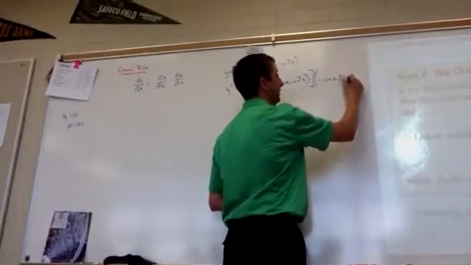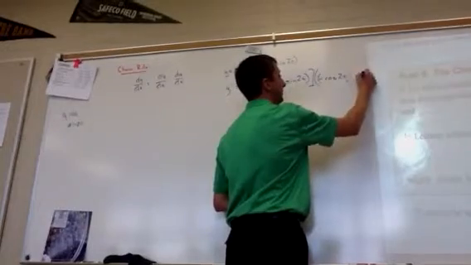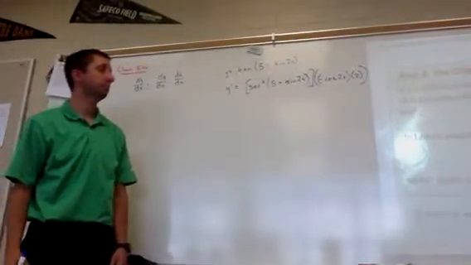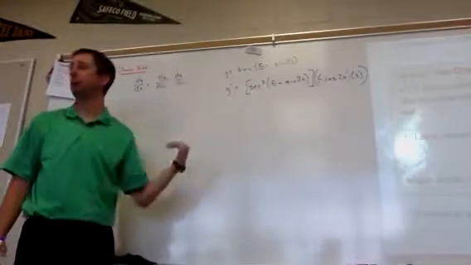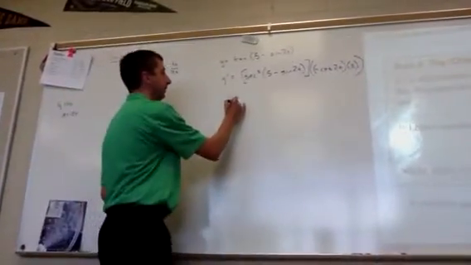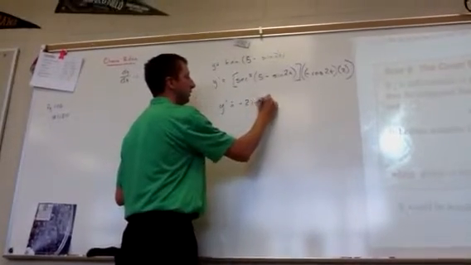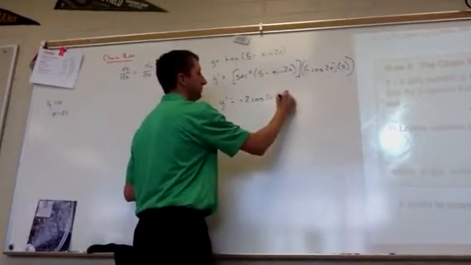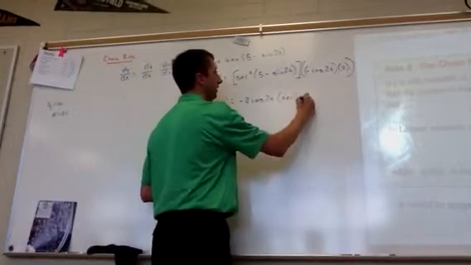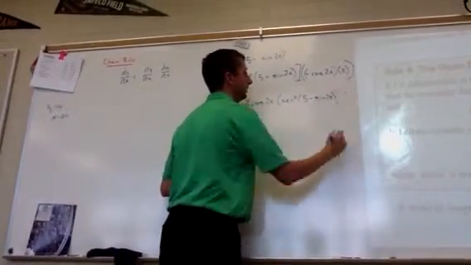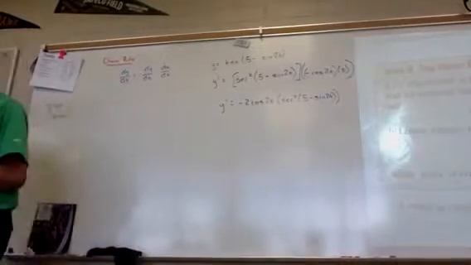So then this times 2. Again, clean it up a little bit. Y prime equals negative 2 cosine of 2t times the secant squared of 5 minus sine of 2t. And that's your answer.